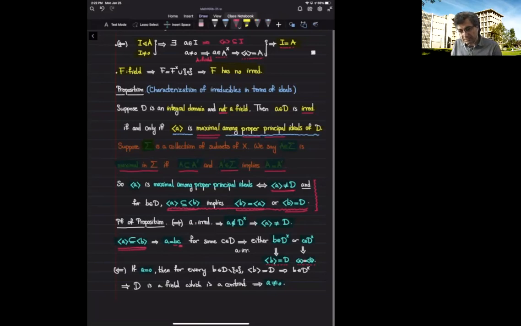But A is irreducible. This means whenever I write it as a product of two elements inside D, either the first one is a unit or the second one is a unit. If B is a unit, the ideal generated by B is the entire ring. If C is a unit, then it means I'm writing A as a unit multiple of B. But we showed that in that case, the ideal generated by A is equal to the ideal generated by B. So that's exactly what we wanted to show. That's exactly this statement over here. So we are done. This shows that the left side implies the right side.